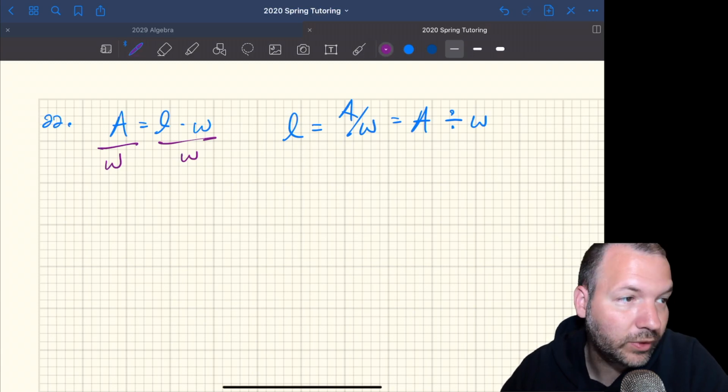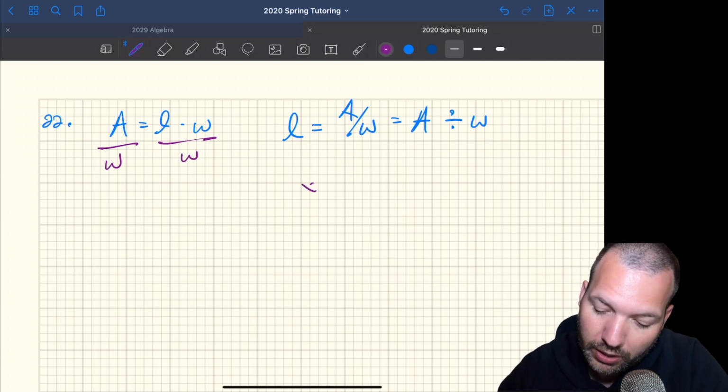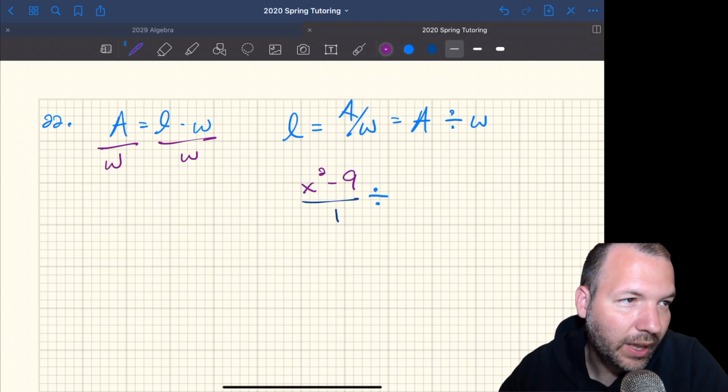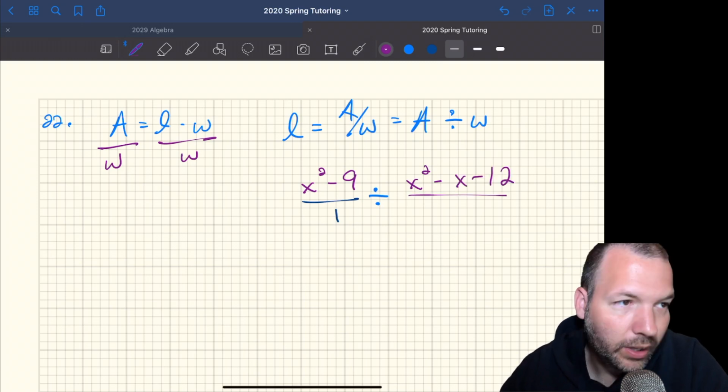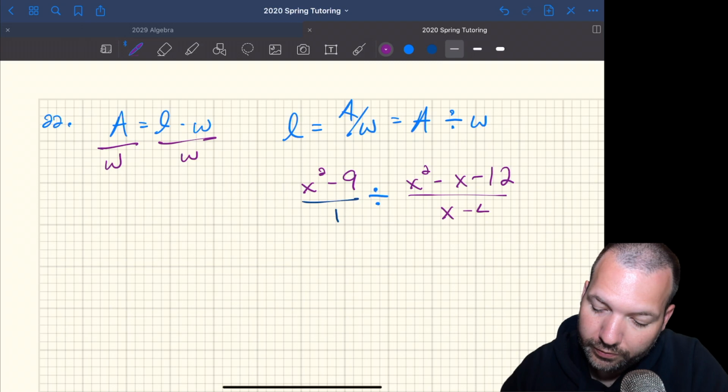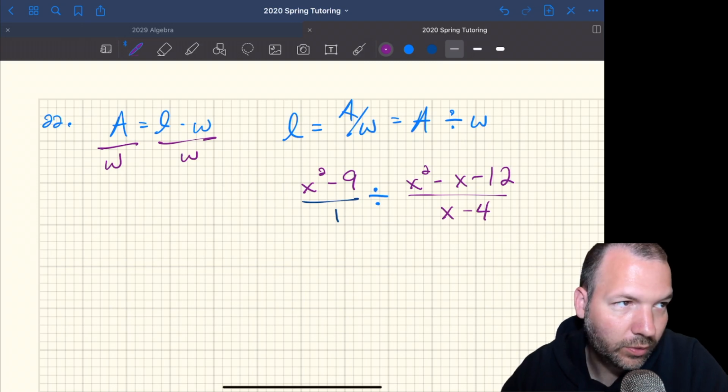And that's the key for this particular question. The area we know is x squared minus 9. Let's put it over 1 to make things easy here. We're going to divide that by x squared minus x minus 12 itself divided by x minus 4.